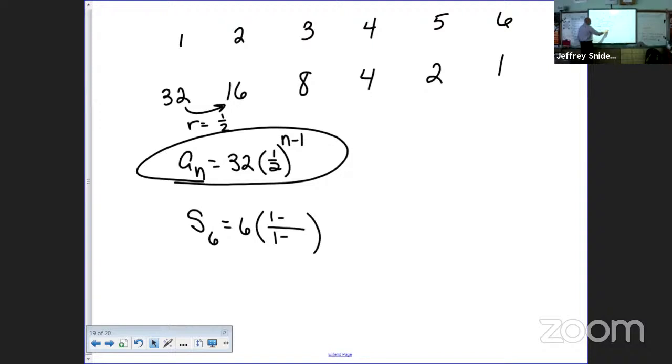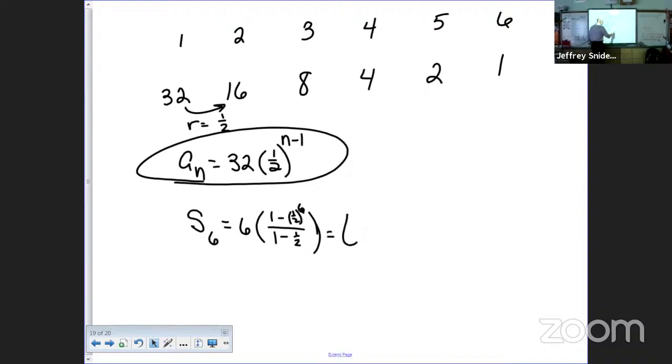1 minus what? R. And then it goes to the what power? N. So what's going to go in here is 1/2 to the n power, or I should say 1/2 to the 6th power, then it's over 1 minus 1/2. Now, this is what I said yesterday. This is when it gets more gross because you get a fraction in there.